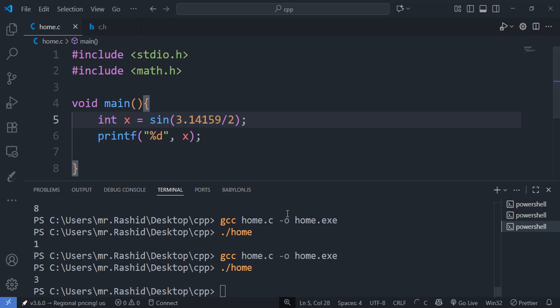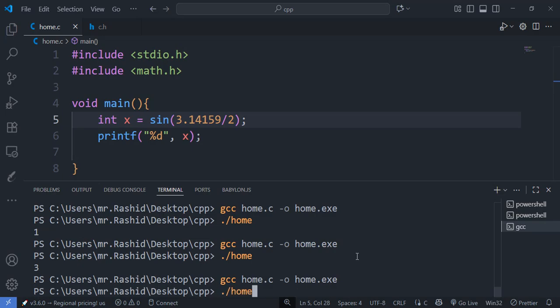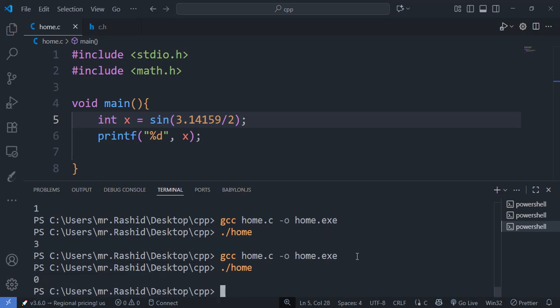If we save and then compile and run our code, we get out a 0. So here we have got out a 0, like that. So let us try for pi over 3, and see if we will get a different answer. So guys, we still get a 0.